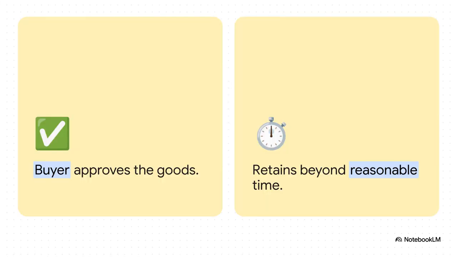Point 4. Sale on approval. Section 24. Condition 1. Buyer approves the goods. Condition 2.